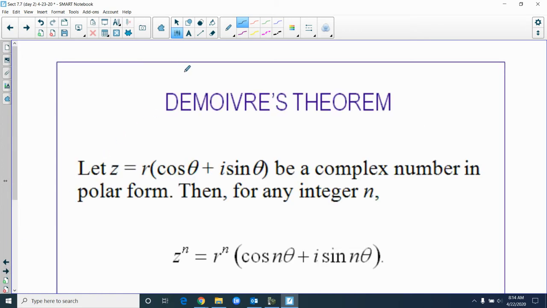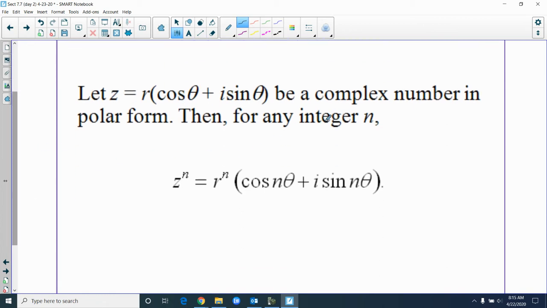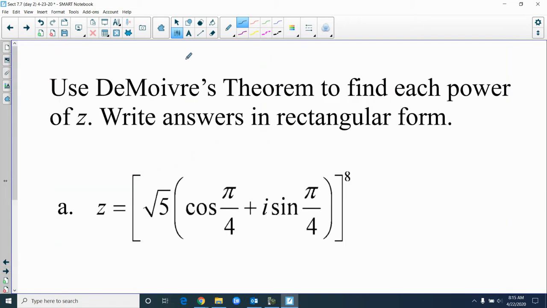Okay, de Moivre's theorem. z is a complex number in polar form. z equals r times cosine theta plus i sine theta. It's a complex number in polar form for any integer n. Okay, an integer. z to that power is going to be equivalent to r to the n, cosine of n times the angle plus i sine of n times the angle. Let's take a look at how that will show up in a problem.